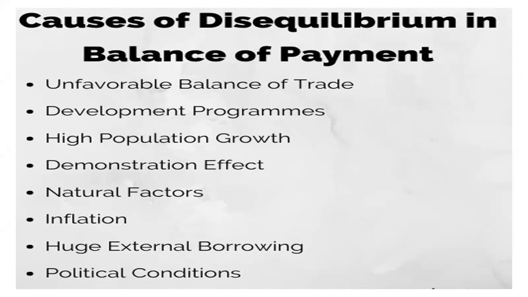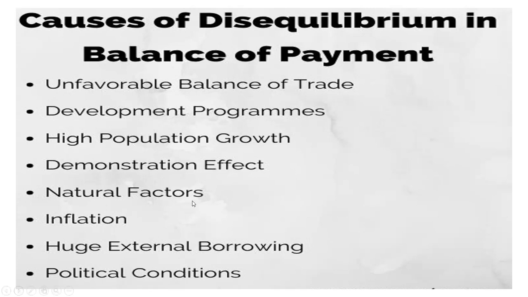In countries like China and India, population growth is very high, so here also exports and imports may not be equal. At that time, disequilibrium is likely to happen. Then the demonstration effect, and natural factors like natural calamities or a scarcity of natural resources. At that time, disequilibrium occurs.